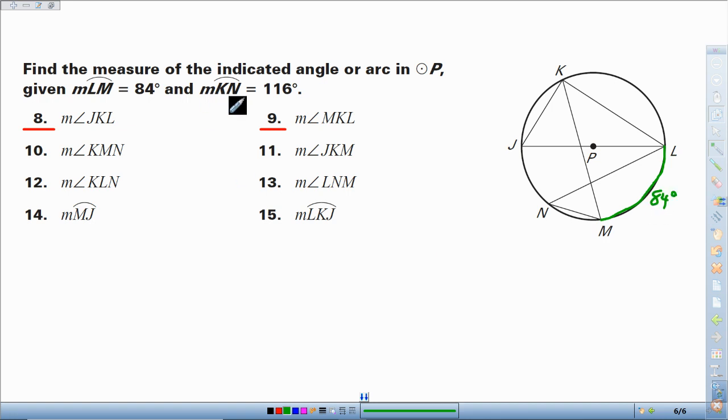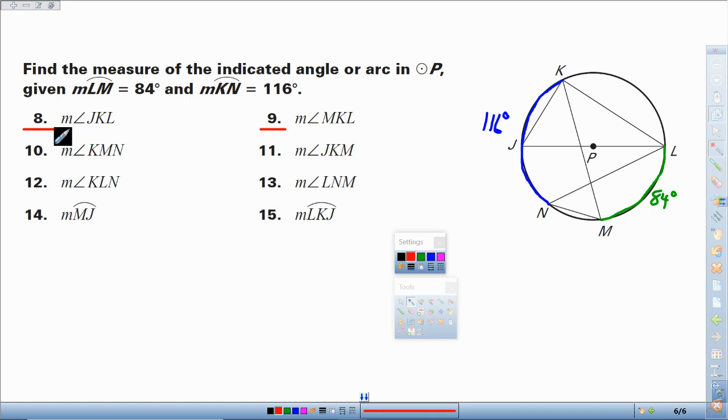Other thing, arc KN is 116. So from K to N. By the way, I know these are minor arcs, the shortest distance, because they're just naming them with two letters. That's why I know I am not going all the way around the circle, because then it would be a major arc and it would have been named with three letters. So anyway, this is 116.